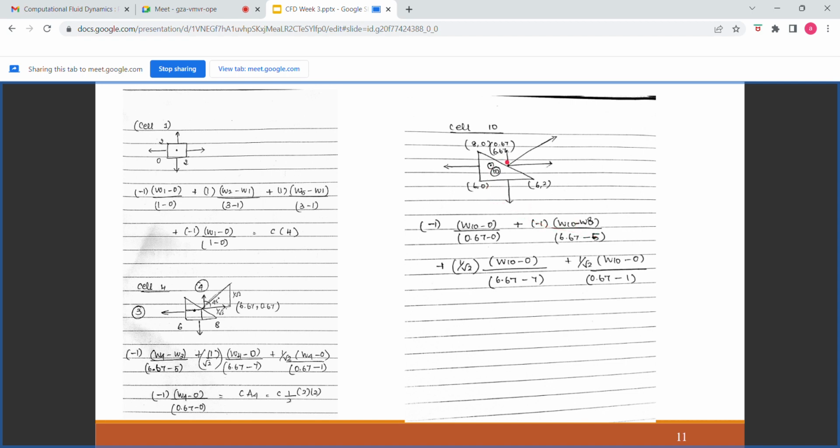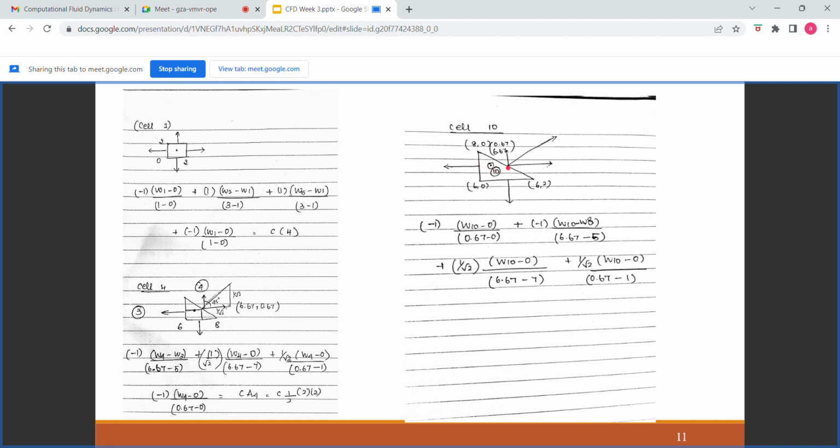And similarly, we resolve to get the normal in the x and y direction for this side. So this would be 1 by root 2 and 1 by root 2 normal. This is cell number 10, and next to that we do not have any cells. So it is W10 minus 0, and the y-axis point would be 6.67, and the boundary point would be 7. And similarly in the x-axis it would be 0.67 and the boundary point would be 1. The boundary point, in the sense, this.